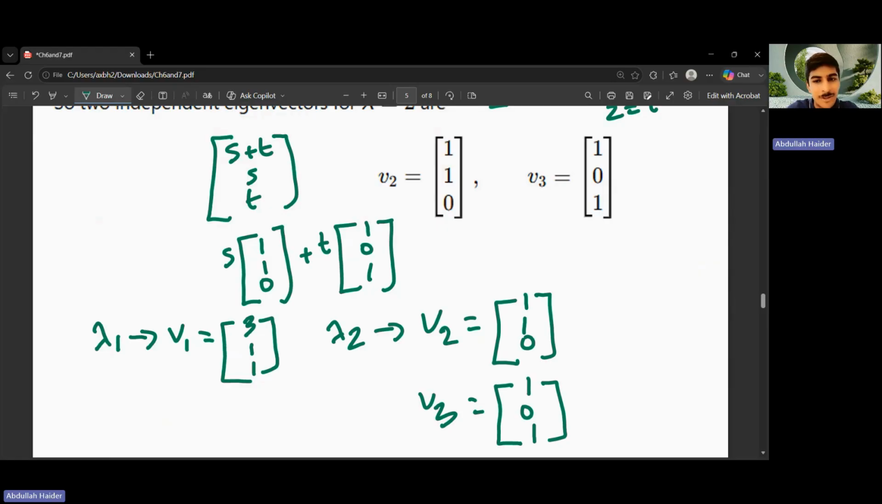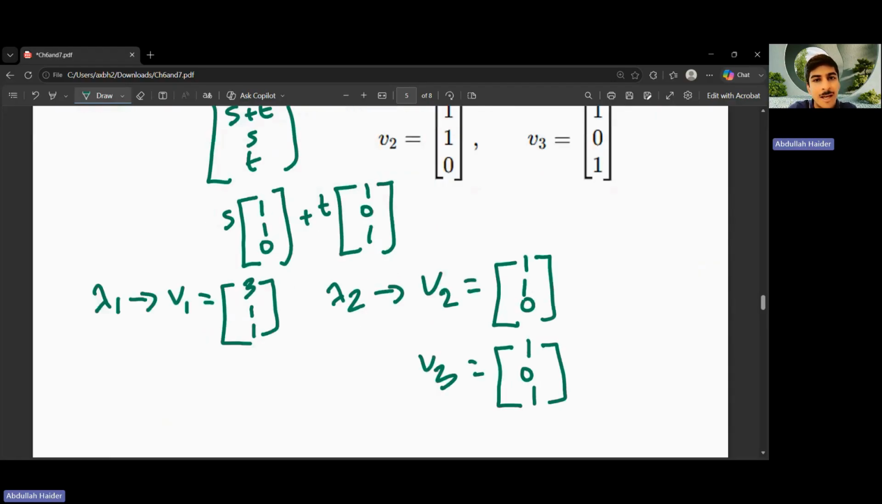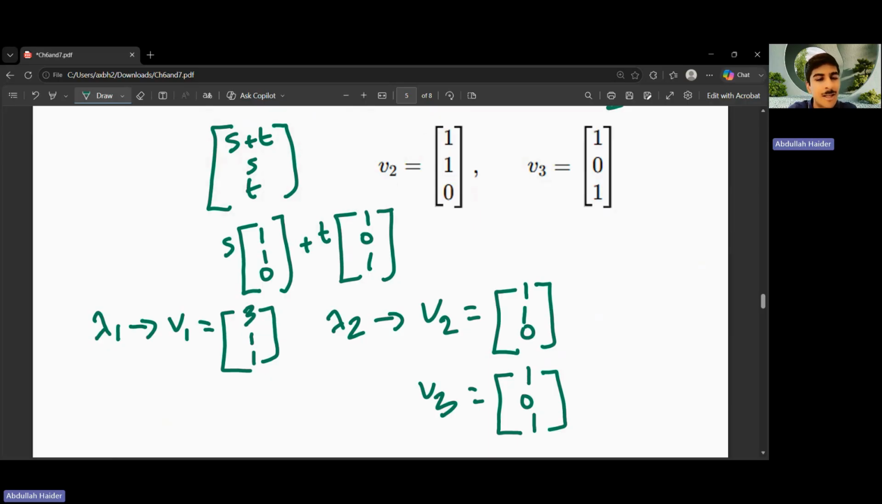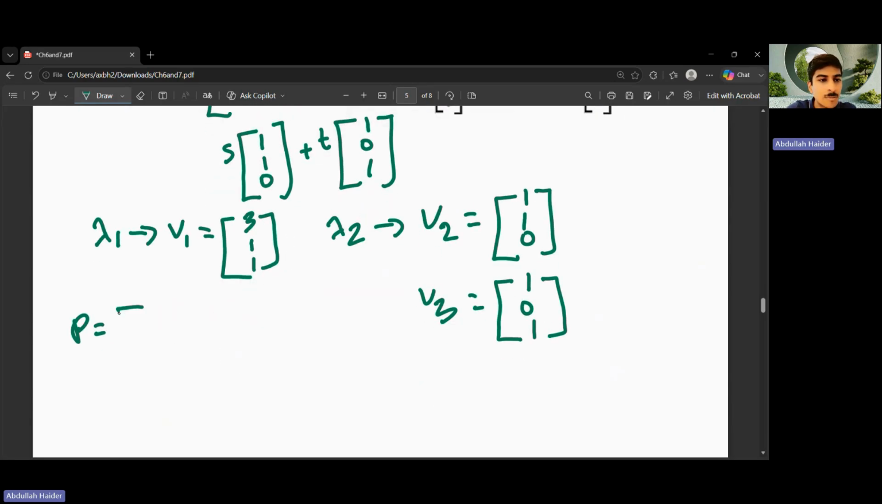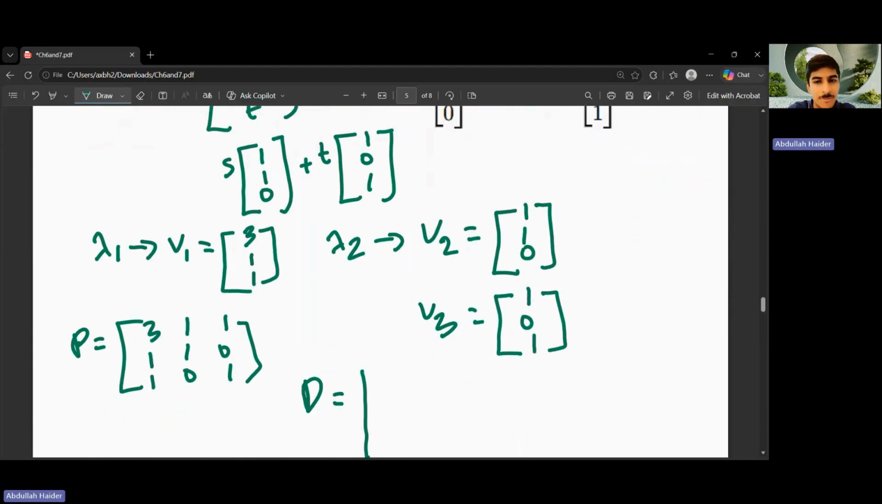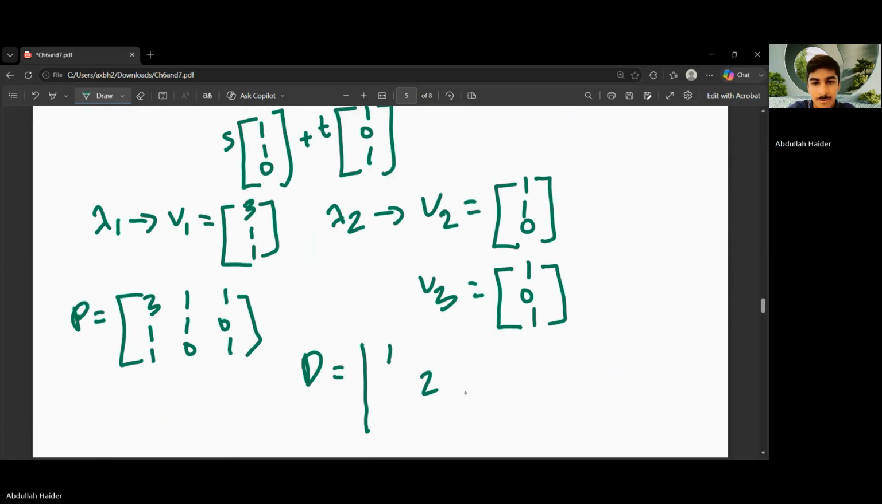If they ask you, is the matrix diagonalizable? What you can say is v1, v2, v3 are independent, and then you find A P equals P D, where P is basically the matrix whose columns are the eigenvectors. So (3, 1, 1), (1, 1, 0), (1, 0, 1), this would be your P. And then D was, as I said, the diagonal matrix of your eigenvalues. So your eigenvalues were 1, 2, 2, and then zeros everywhere else. So this method applies to chapter 6 as well.